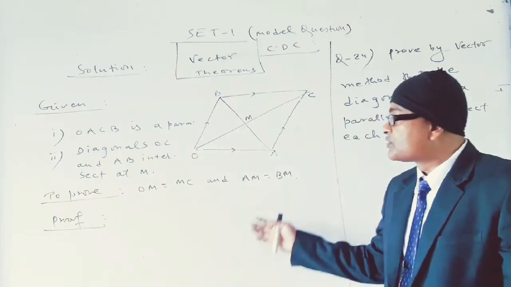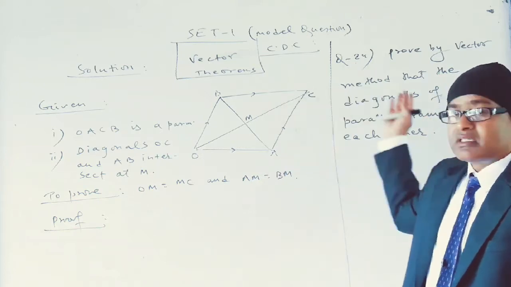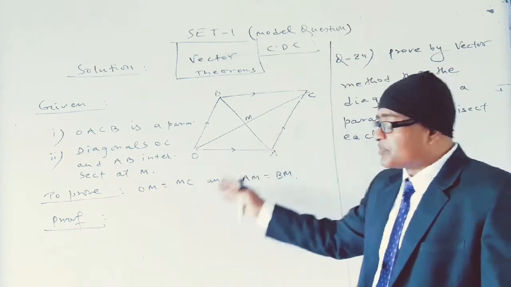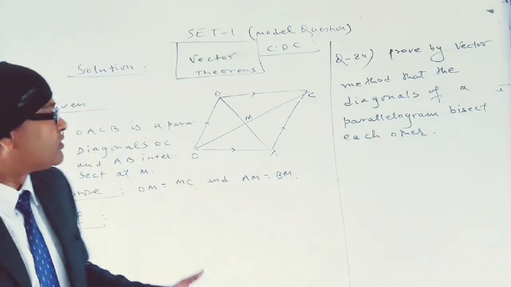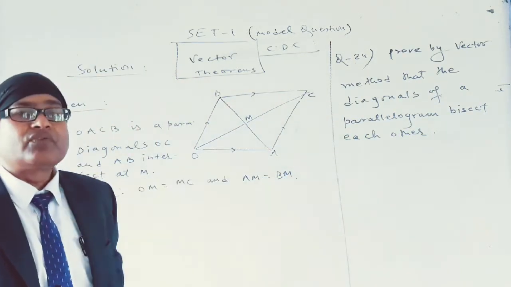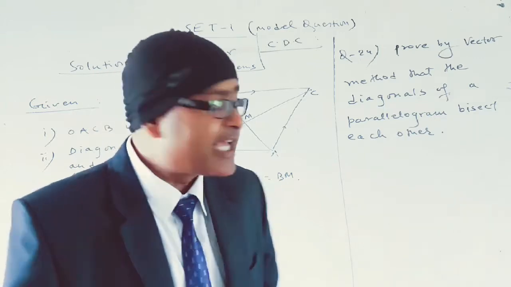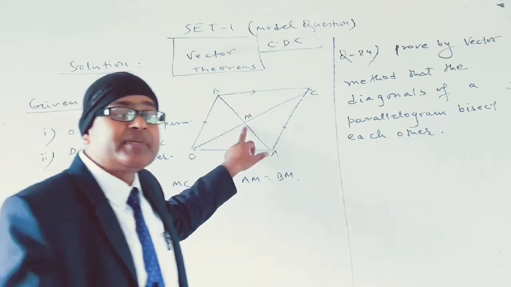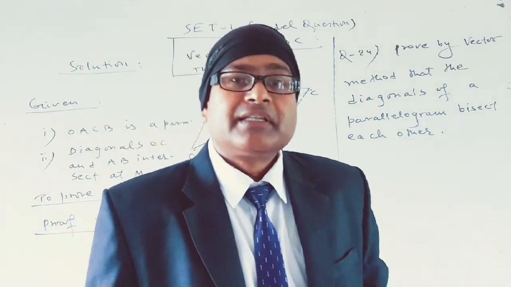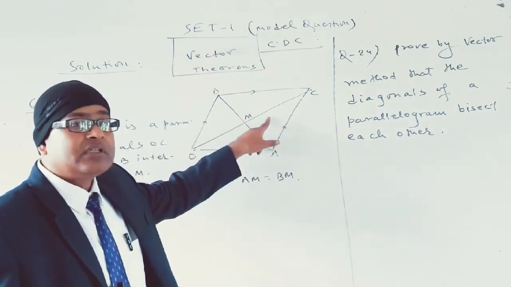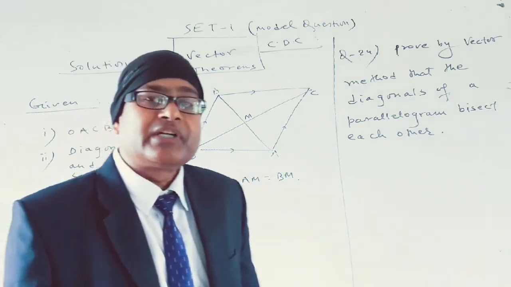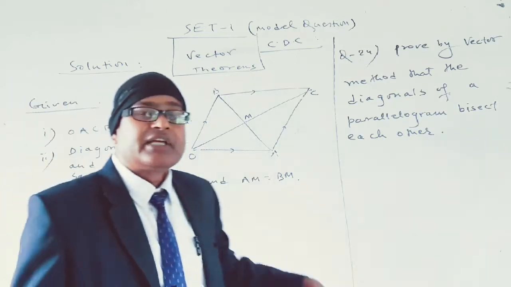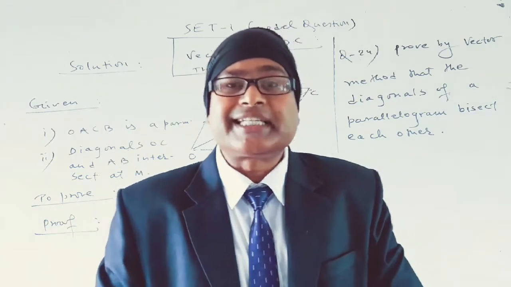So dear students, now let's go to the proof of the vector theorem, question number 24. To get the proof of this theorem, at first we suppose that M is the midpoint of OC, and then we prove that the same point M is the midpoint of AB. That means if the midpoint of the first diagonal is also the midpoint of the second diagonal, then we can say that the two diagonals bisect each other.